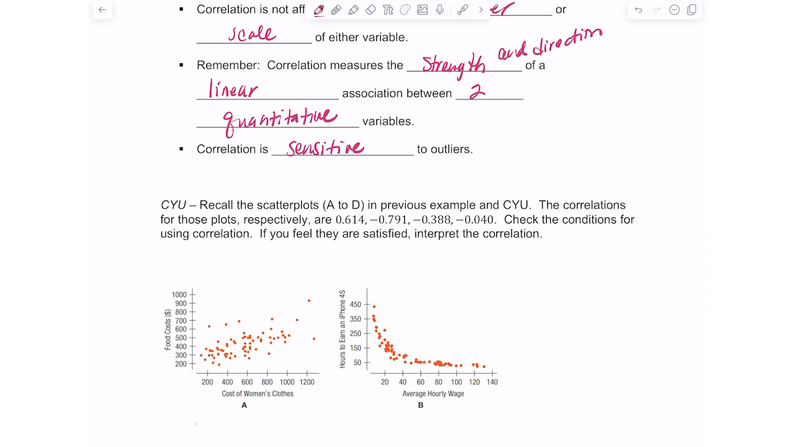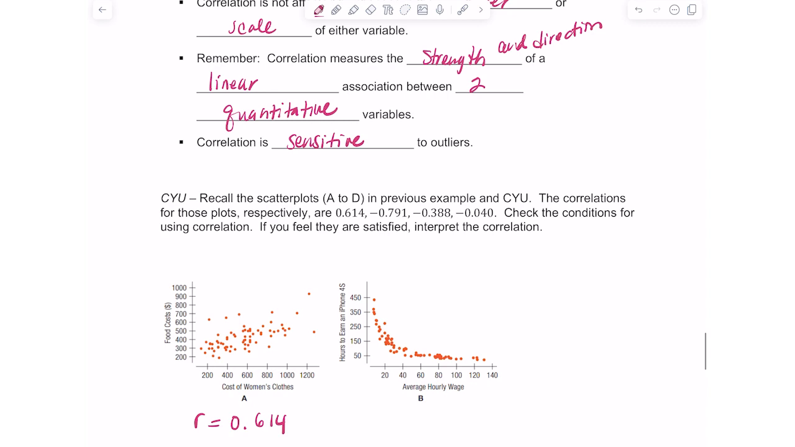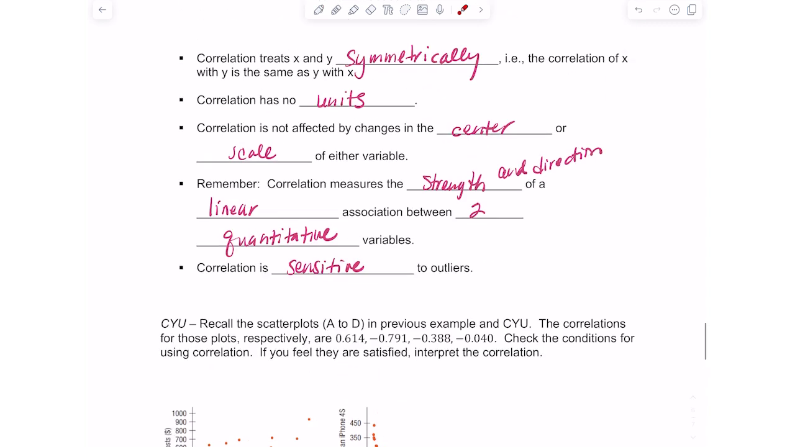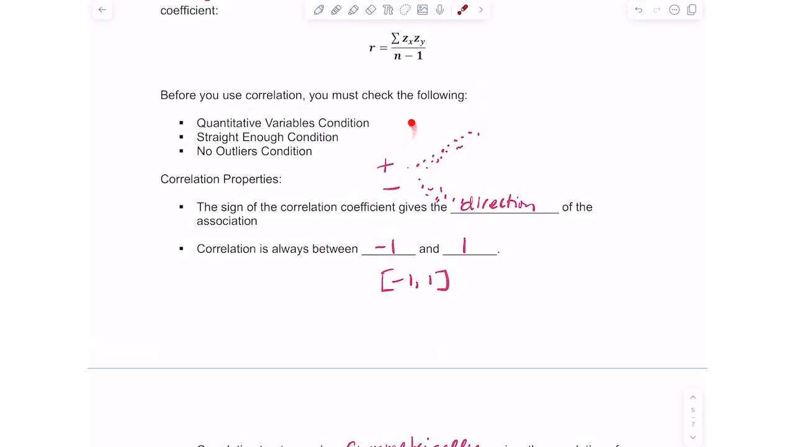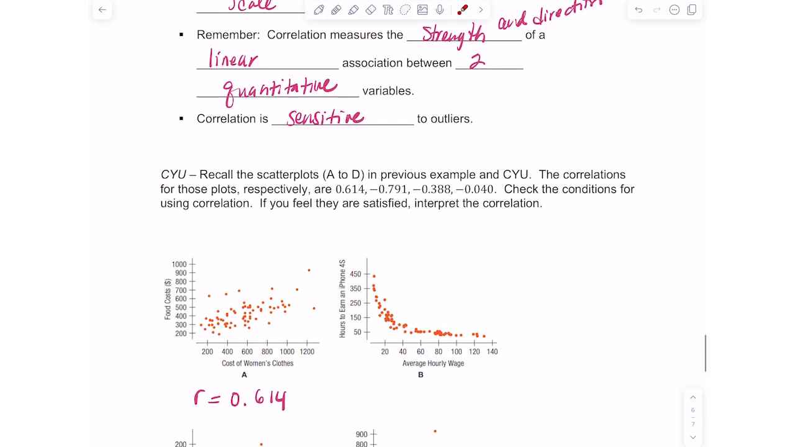So here we know that the correlation is 0.614, okay, for this first one. So if I go through my conditions, here are the three conditions I want to go over. Is this quantitative data? Well, cost is quantitative and food costs is quantitative. So that's important. It is fairly linear. And there's maybe one or two outliers, but not bad. They will affect the correlation. So correlation is appropriate. And here I would say it's moderately strong.